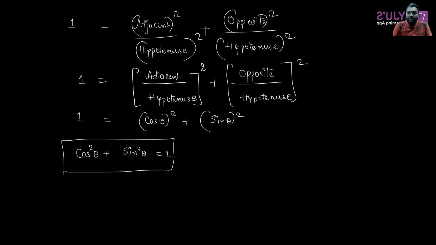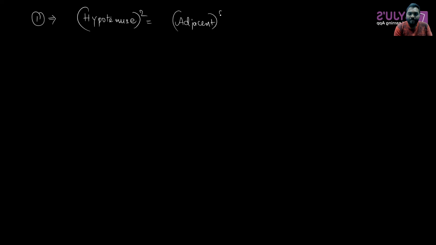Now we'll try dividing with one more side square. Let us divide the equation 1. Let me write the equation 1 once again, which is hypotenuse square equals adjacent square plus opposite square.